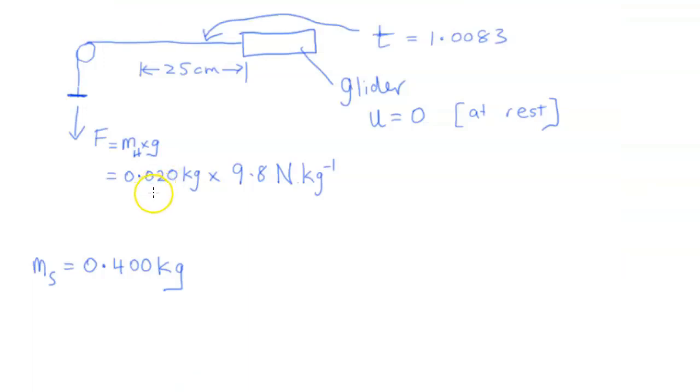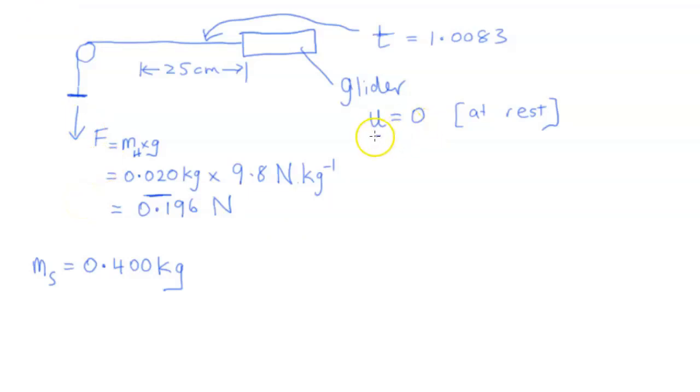As I stated, we've got 20 grams of this hanging mass. So I've converted that to kilograms, so 0.02 kilograms. It's going to experience a force due to gravity of 9.8 newtons for every kilogram. So that will give us 0.196 newtons of accelerating force downwards. So that's the force that's going to accelerate the glider.